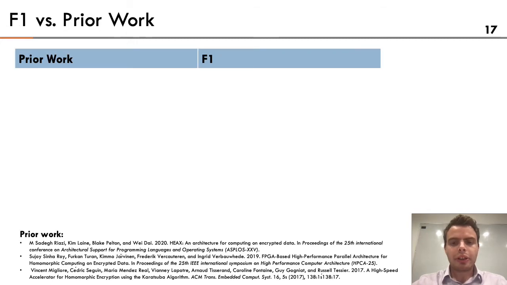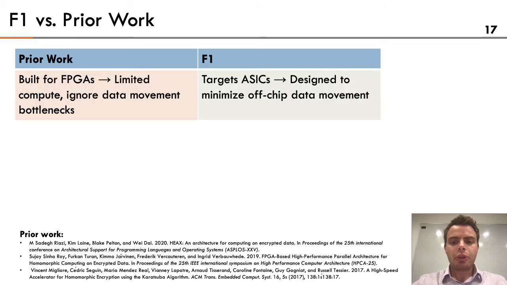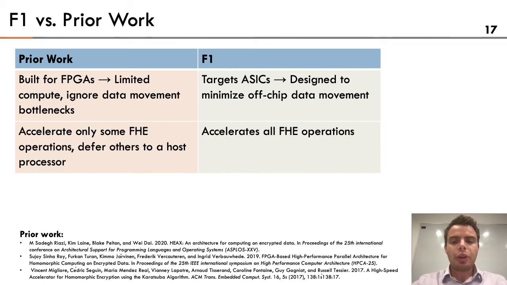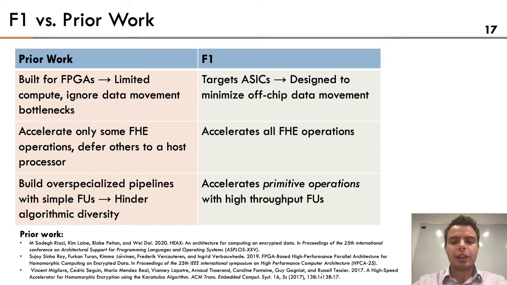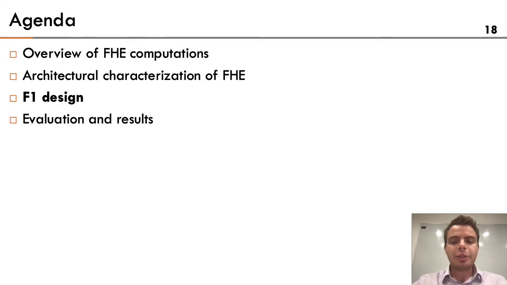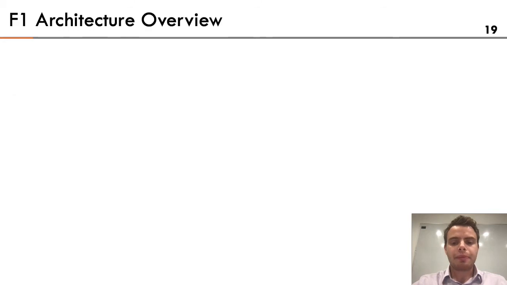To summarize, here are some of the principal differences between F1 and prior work on FHE accelerators. We target ASICs instead of FPGAs, forcing us to reckon with larger data movement problems. We accelerate entire FHE programs instead of only specific kernels. Finally, we accelerate primitive operations instead of building over-specialized pipelines. Let's move on to our accelerator's design.